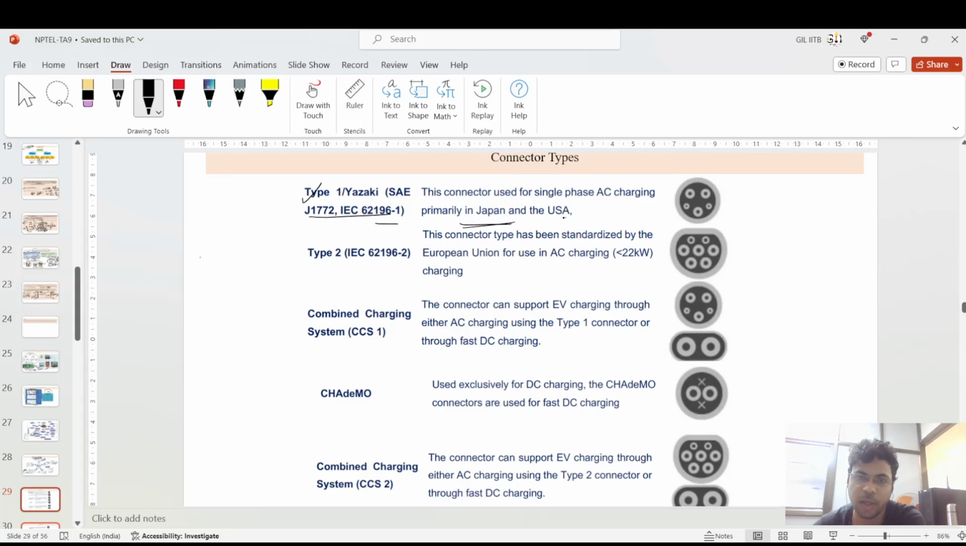You will see this type 1 charger. Type 1, if you see that, is the old type of connector, which is mainly utilized in Japan and the USA. If you see that, there are certain pins there.